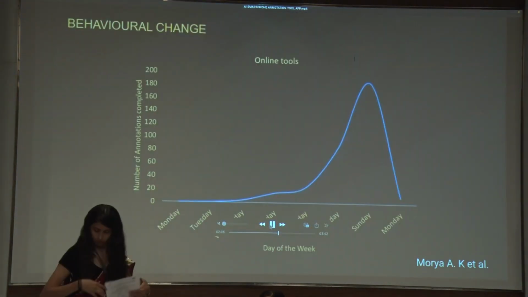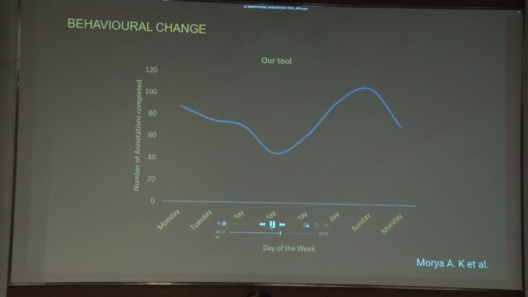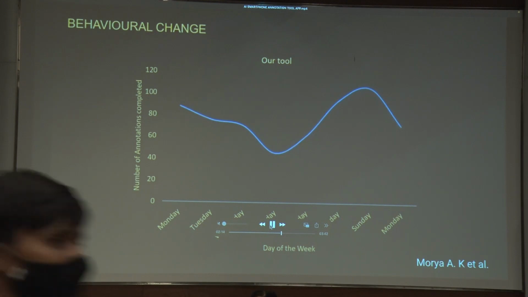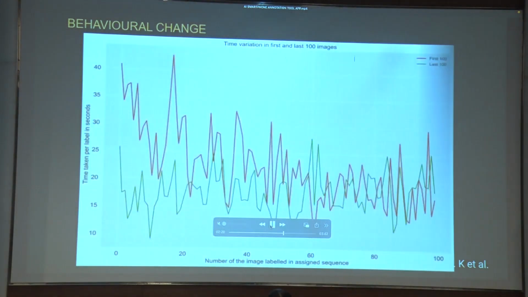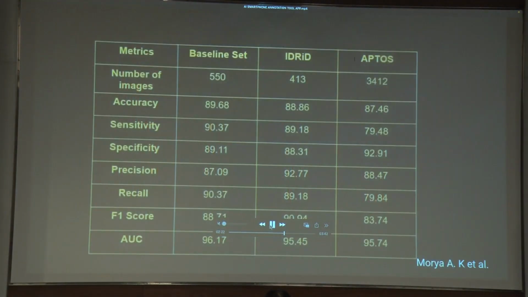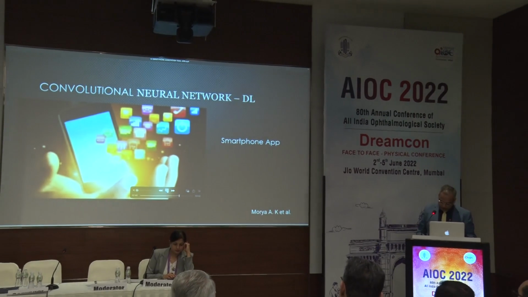So we have seen a total behavioral change: on the online tools, the grader used to work only on the weekend, but on our tool, we have logged users on all days of the week. Average time taken to label a single image reduced substantially. We validated the AI algorithm, developed using annotations on this tool, on some new testing data sets and found it to have a really high performance score. This again strengthens our hypothesis that this tool is no different from the desktop-based tools, with the added advantages of being portable and flexible.